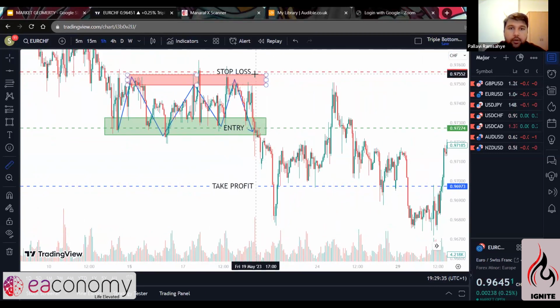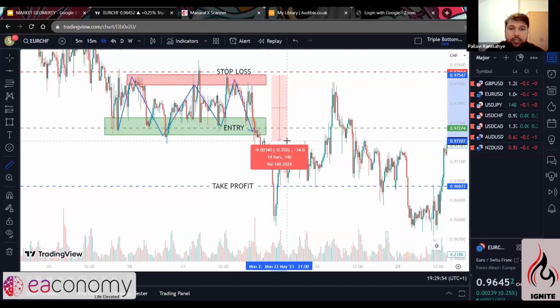When we're calculating our take profit, what we're doing is measuring the distance between the resistance and the support. I've got the measurement ruler here, and I'm going from the resistance all the way down to the support level. What I've calculated is 30 pips.